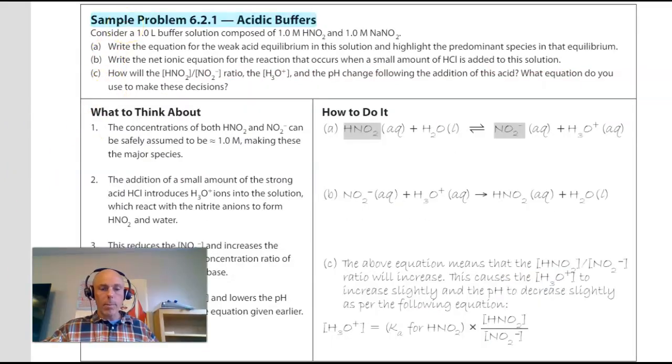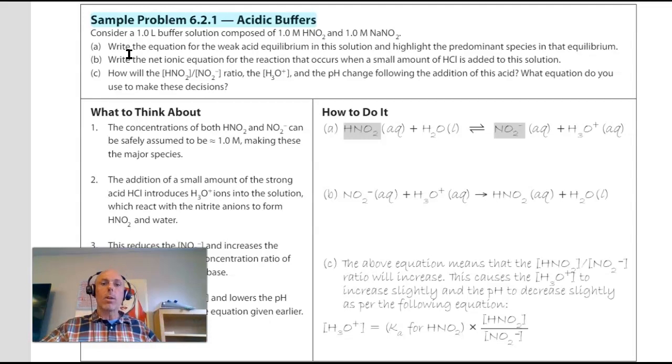All right, so we're looking at the sample problem here on page 352 of our textbook, 360 of our ebook, and I'm going to walk you through how to think about and do this sample problem. So we've got a 1 liter buffer solution comprised of 1 molar nitrous acid and 1 molar sodium nitrite. That's going to completely dissociate because, again, sodium is a group 1 metal. So you have nitrite in solution with its conjugate acid. Here's the acid and its conjugate base. They are in equal concentration as well. They're both 1 molar.